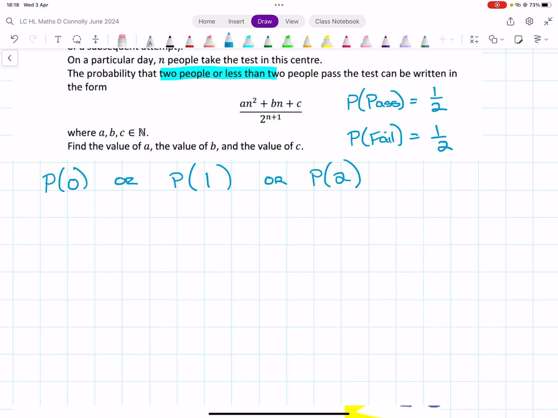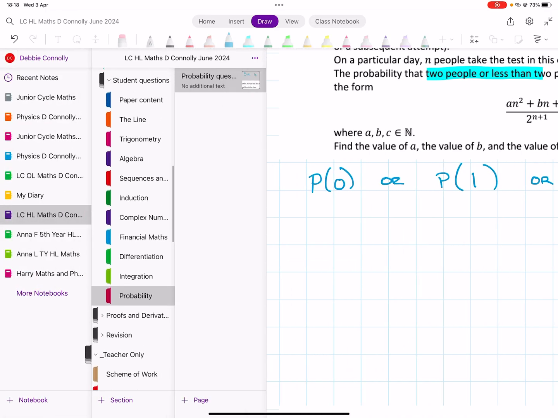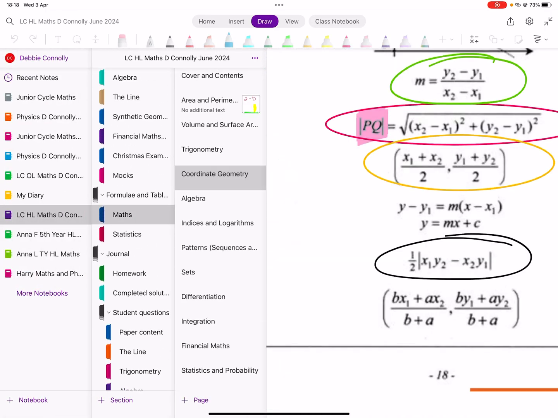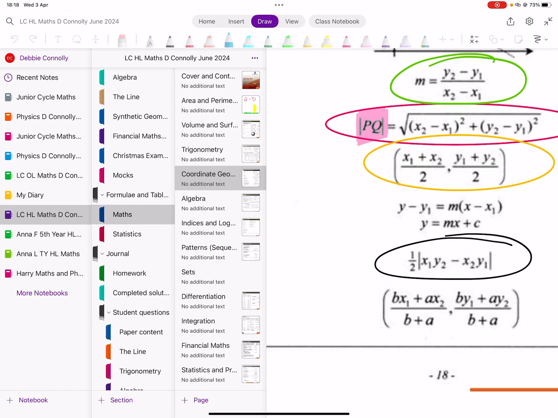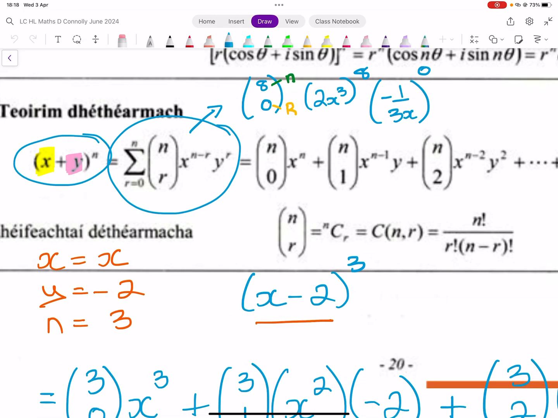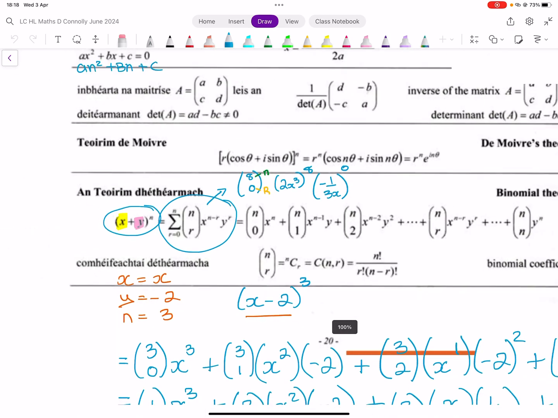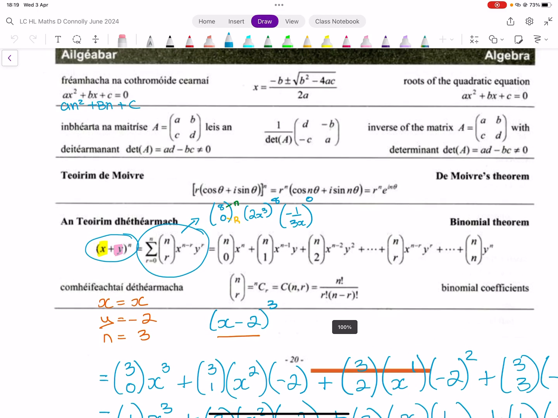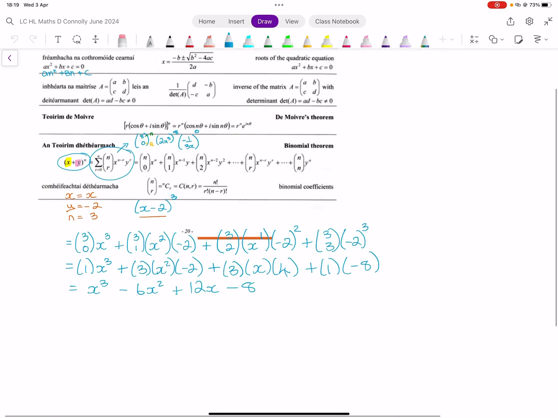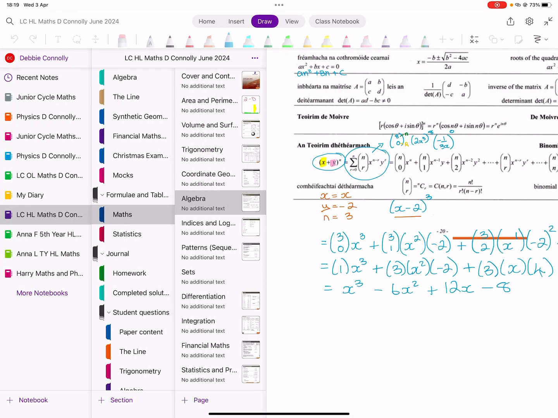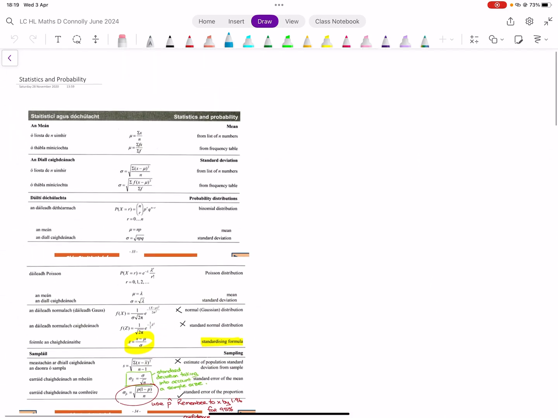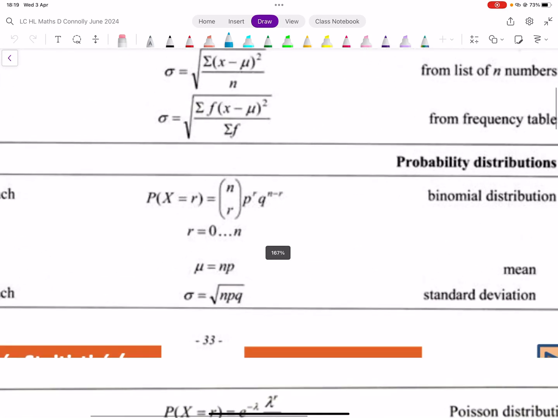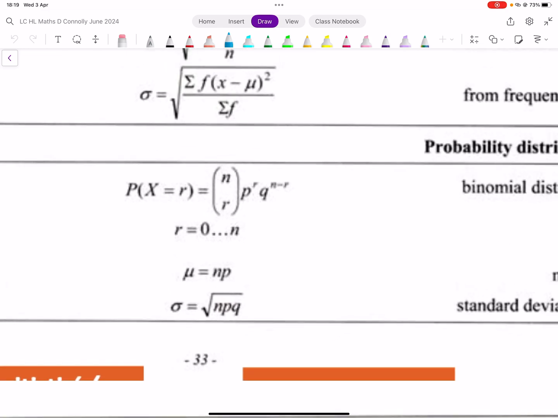So because it's a pass-fail, it's a Bernoulli. Where's Bernoulli again? Is it here? Why did I think it was here? There it is. So it's this one.